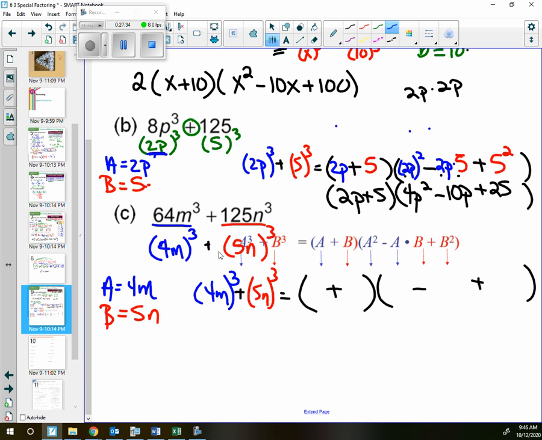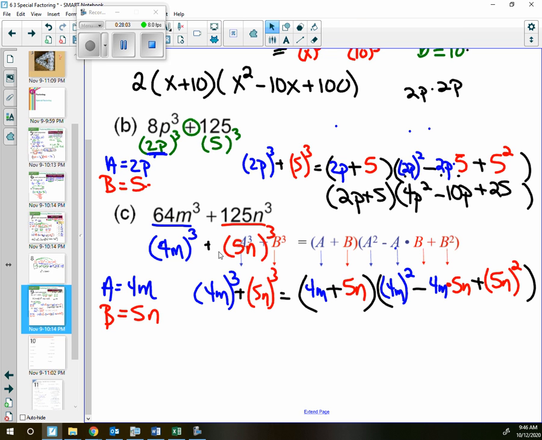All right, first term is an a. A is 4m, and then plus b, which is 5n. And then in the trinomial, the first one is that first term squared. So 4m squared. In the middle, it's a times b. So 4m times the b is 5n. So we're multiplying those together. And then plus b squared. So 5n squared. All right, so we're going to simplify everything inside there.